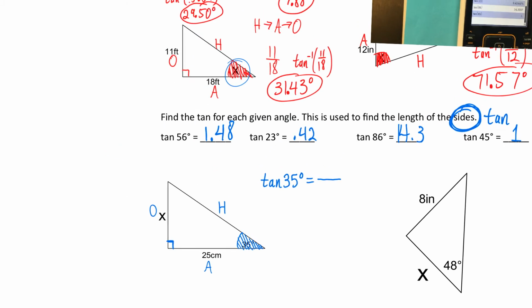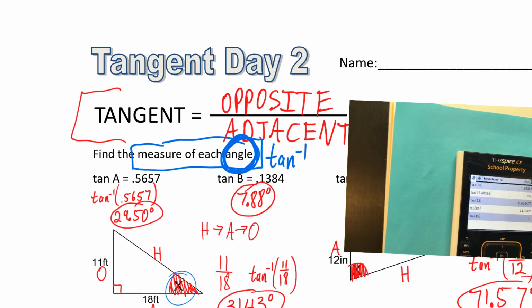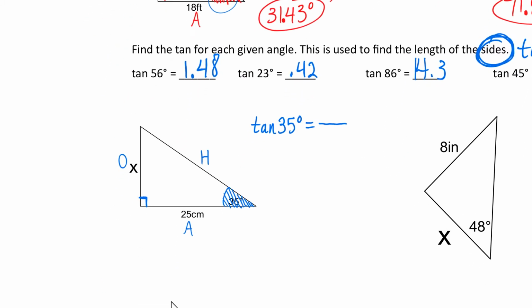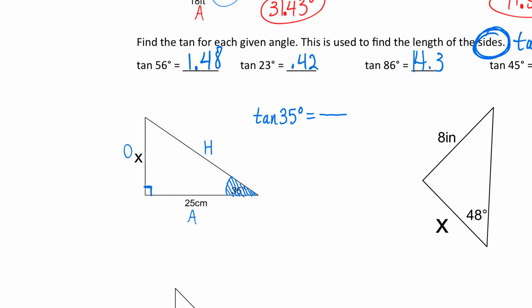Okay, now this goes back up here to the very top. Always put opposite over adjacent. So how long is the opposite side? X. Over how long is the adjacent side? 25. Now what I did there is I set up an equation with X as the variable. And what I want to know is what is the value of X? So now it's just me solving an algebra problem. Well, first of all, I need to know what is the tan of 35. So type that in your calculator real quick. What is the tan of 35?